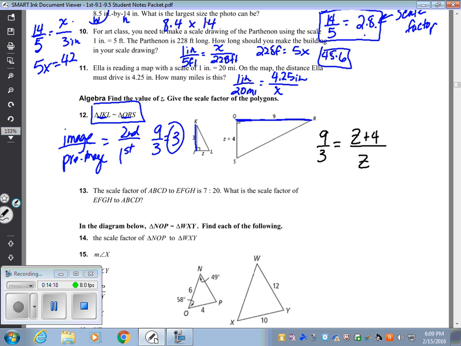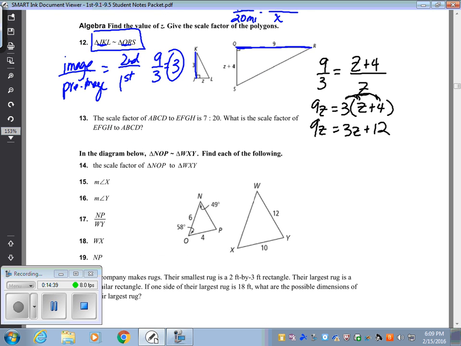And then we're just going to cross multiply and solve here. So hopefully, don't forget, we have 9z is equal to 3 parentheses z plus 4. You're going to have to distribute. So please don't write 3z plus 4. No. 3z plus 12 and 9z. Now you're just solving for z, and I know you can do that.